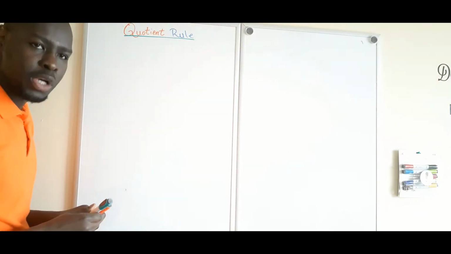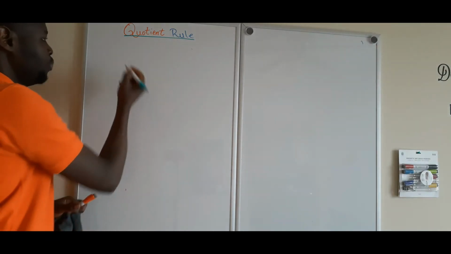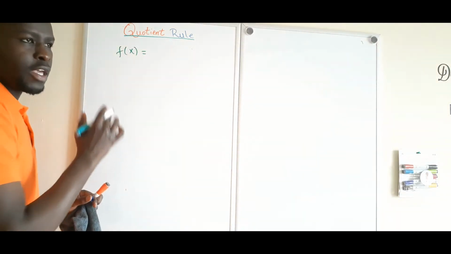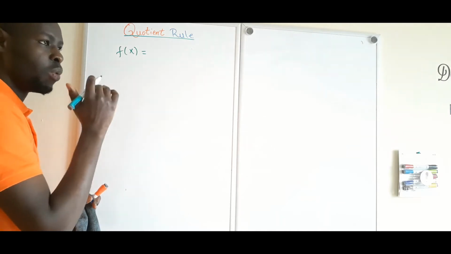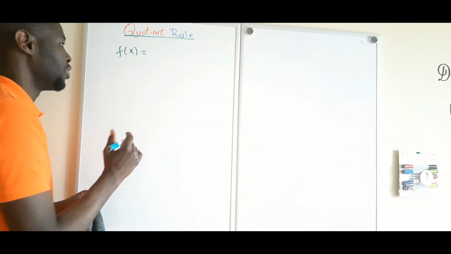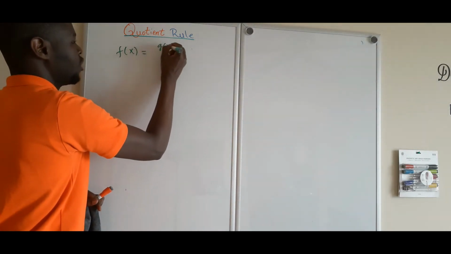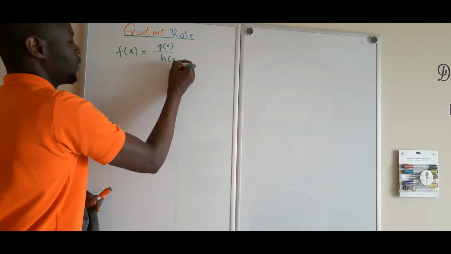In this section, I'll be covering the quotient rule. The quotient rule allows you to find the derivative if you have two terms, when one is divided by the other. So what do I mean by that? Let's say f of x equals g of x over h of x.